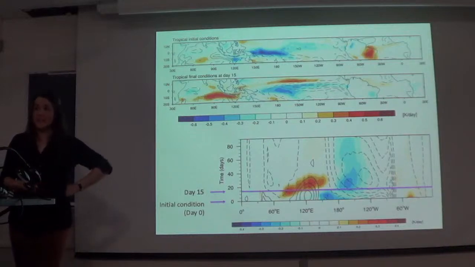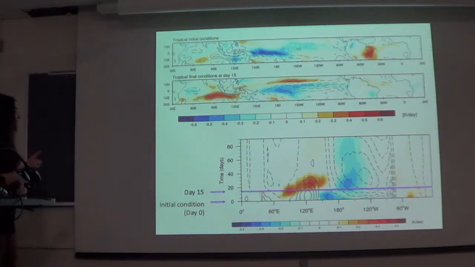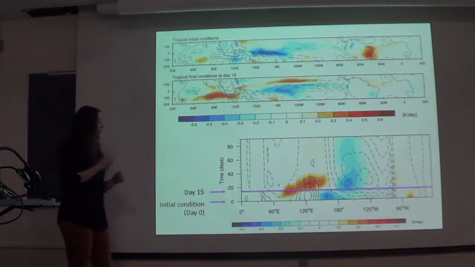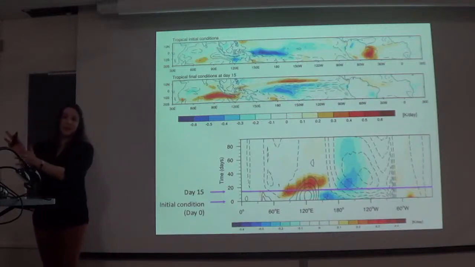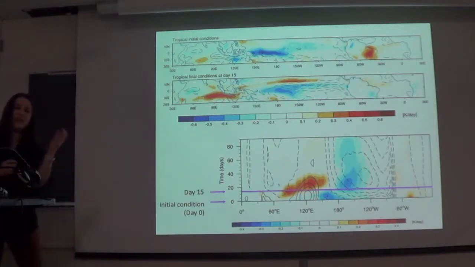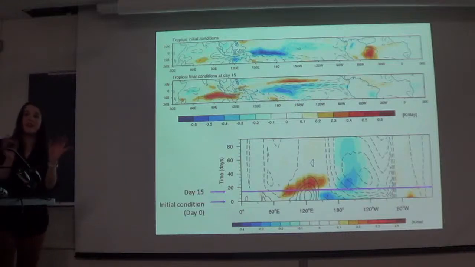Pacific. That's an MJO. So what this tells us is that the optimal way to get to a P&A pattern is when we have an MJO and an ENSO occurring at the same time.